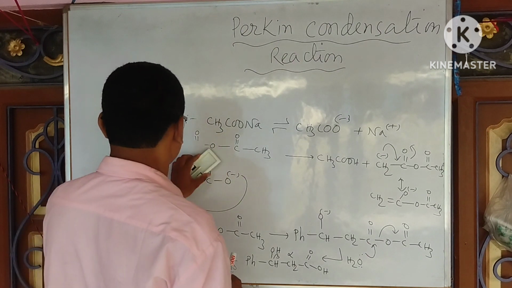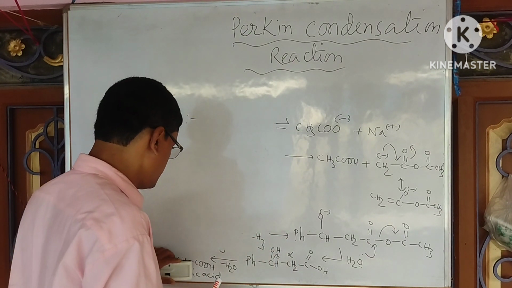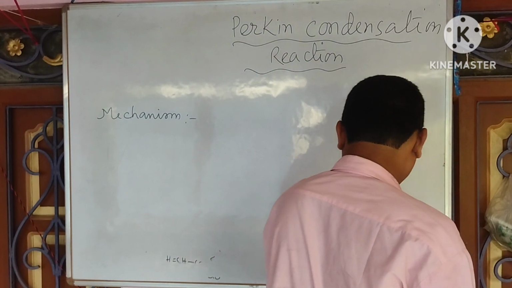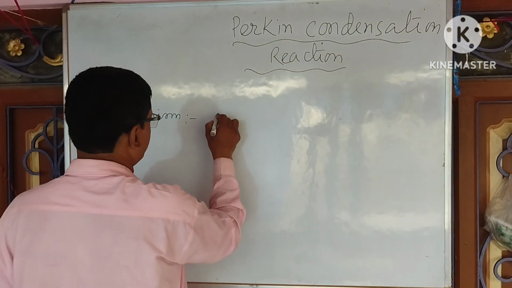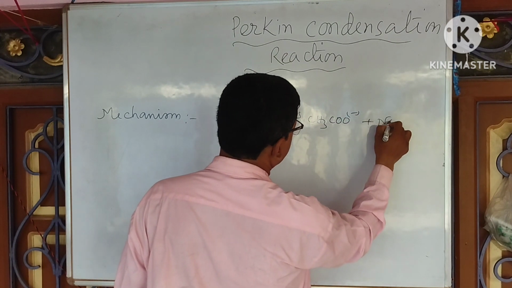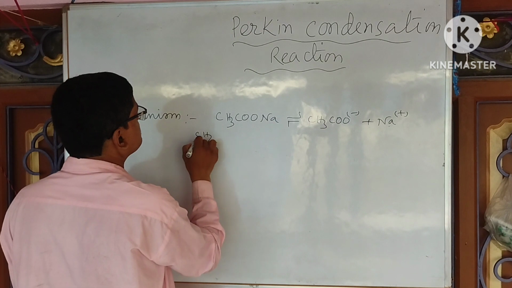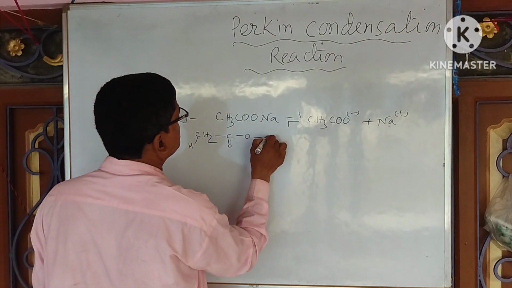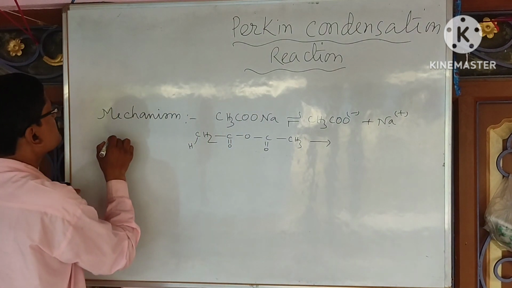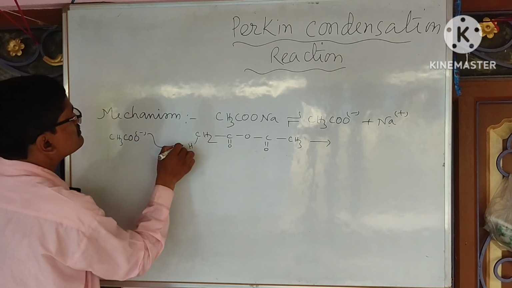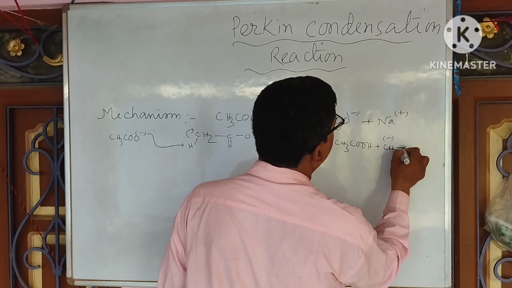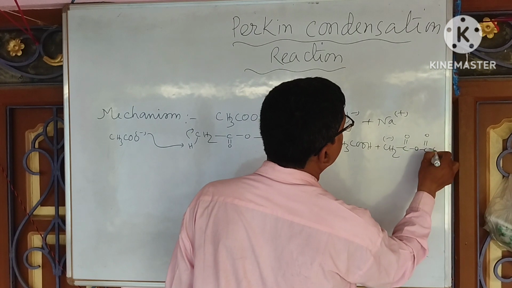Now I can show the mechanistic pathway of the second reaction, that is, when salicylaldehyde reacts with sodium acetate and acetic anhydride to produce the corresponding coumarin. Similarly, in the first step, acetate ion is produced from sodium acetate, and then it attacks the acetic anhydride to produce the corresponding anion, CH3COOH plus CH2 minus COO CO CH3.